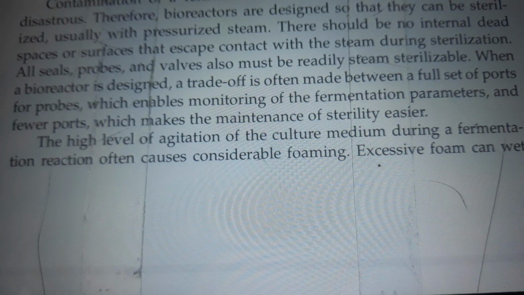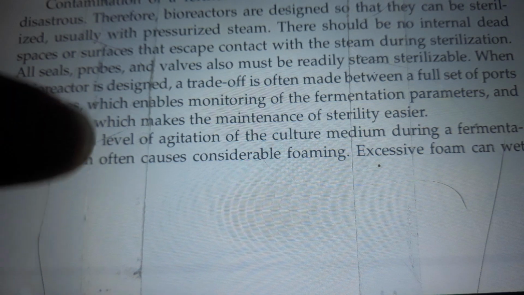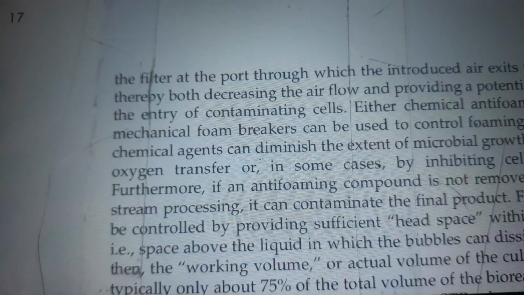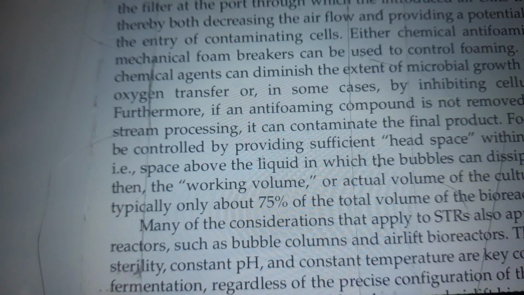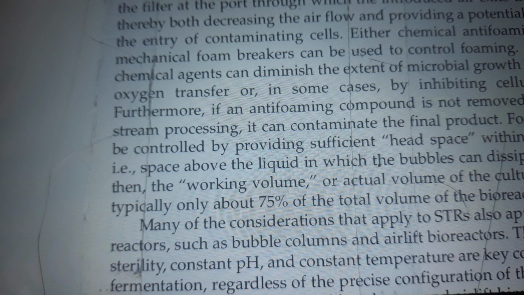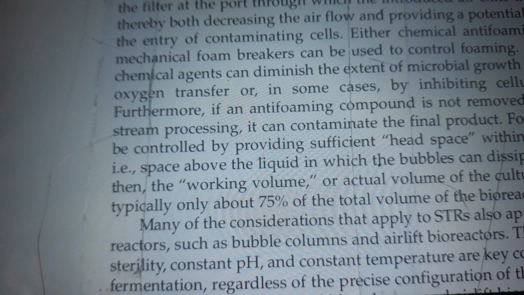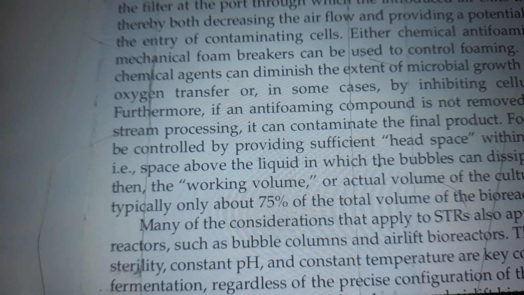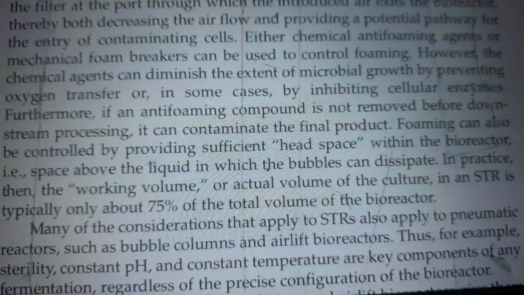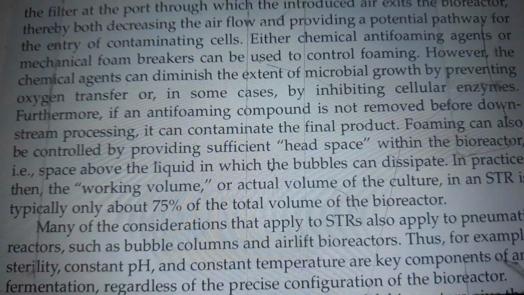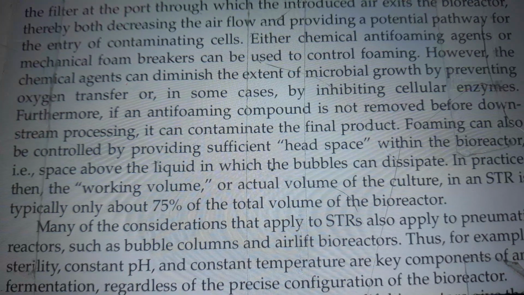The high level of agitation of the culture medium during a fermentation reaction often causes considerable foaming. Excessive foam can wet the filter at the port through which the introduced air exits the bioreactor, thereby both decreasing the airflow and providing a potential pathway for the entry of contaminating cells. Either chemical antifoaming agents or mechanical foam breakers can be used to control foaming. However, the chemical agents can diminish microbial growth by preventing oxygen transfer, or in some cases by inhibiting cellular enzymes.